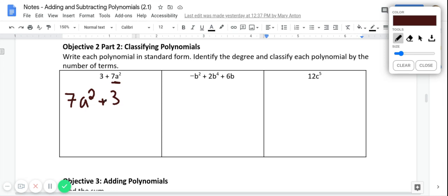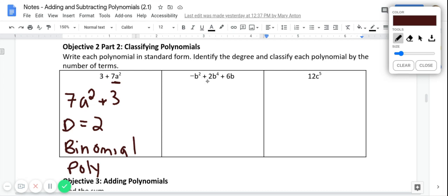Now this can help us find the degree of this polynomial. So this is degree 2 because we just take the exponent value. This is degree 2. And how many terms do we have? How many terms do you see here? We have 1, 2. So this is a binomial. And if you want to be very precise, y'all, this is also a polynomial. All of these are polynomials because we have positive whole number exponents for all of these terms.